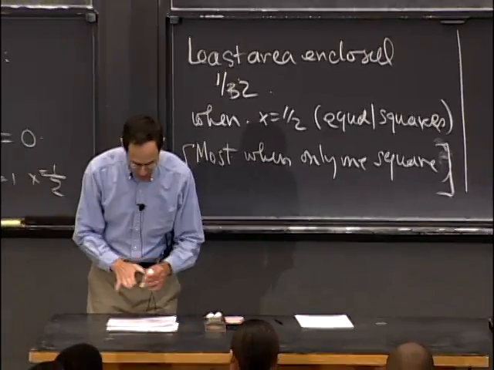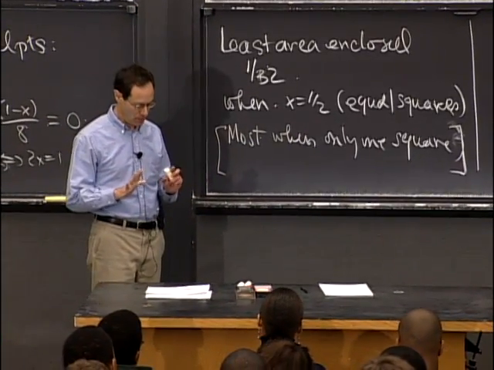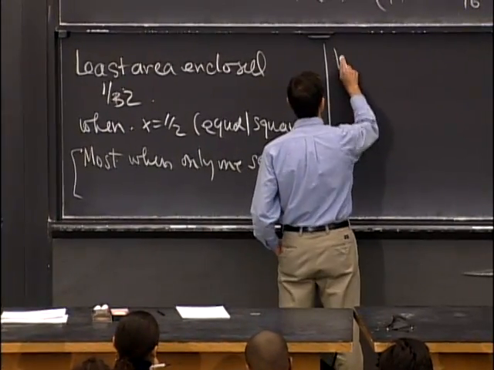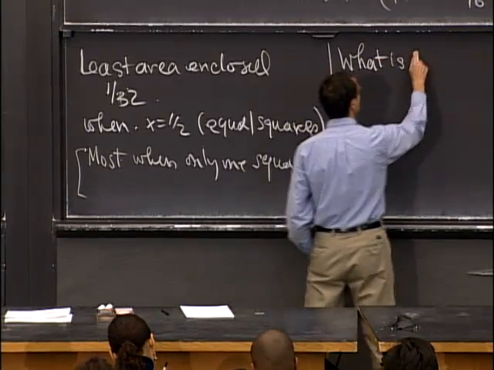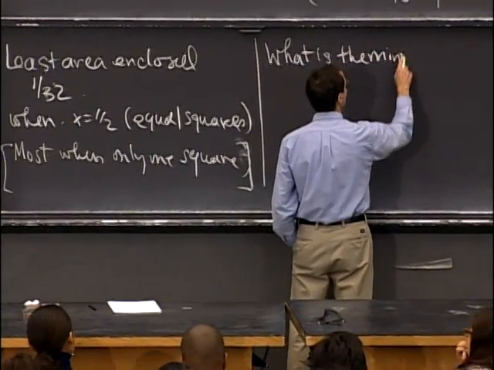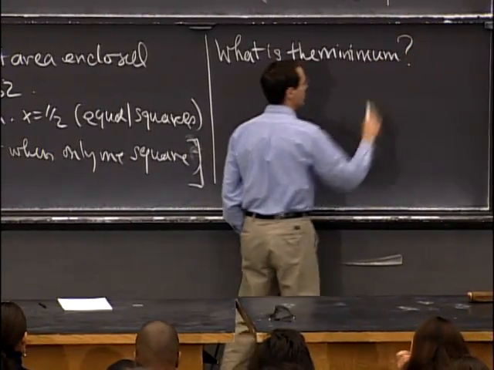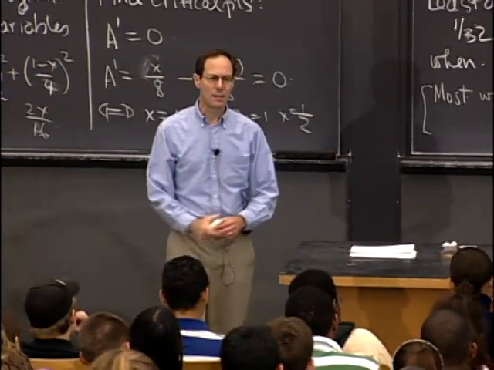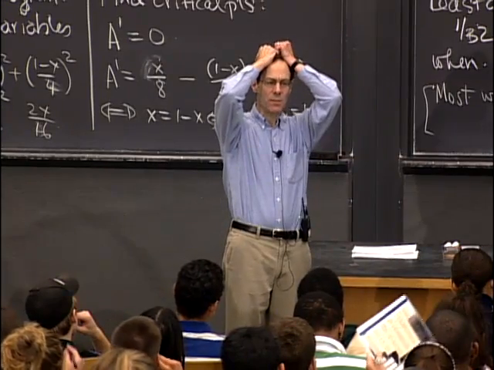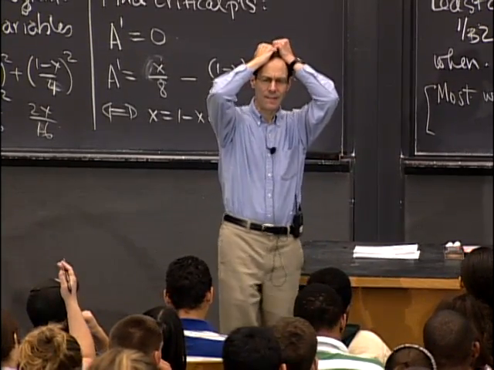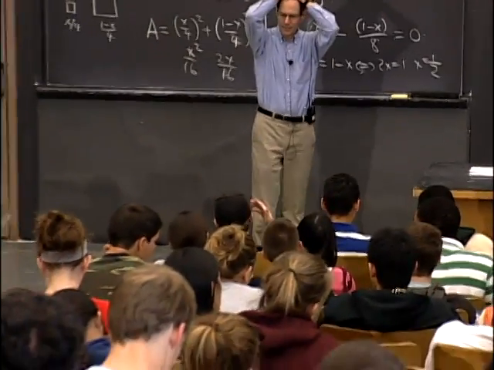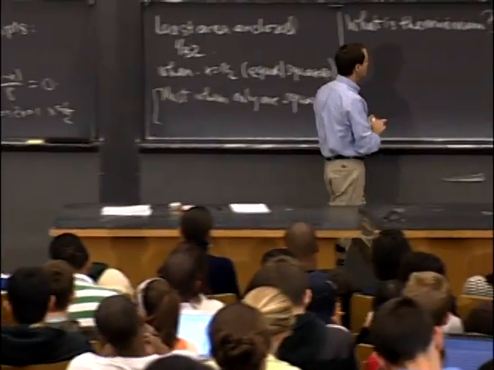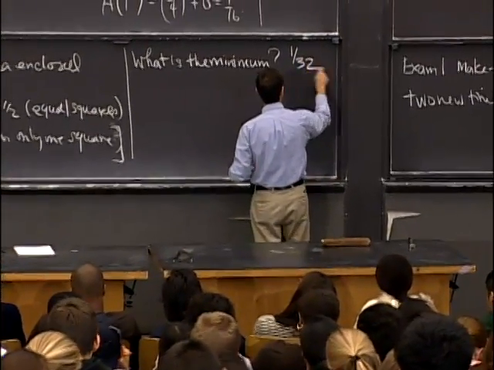And I just want to make one more comment about terminology before we go on. And I will introduce it with the following question. What is the minimum? Right, the lowest value of the function. So the answer to that question is 1 over 32.